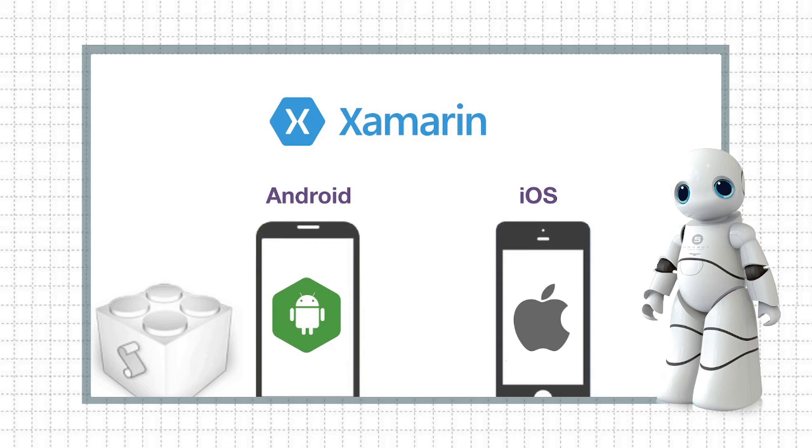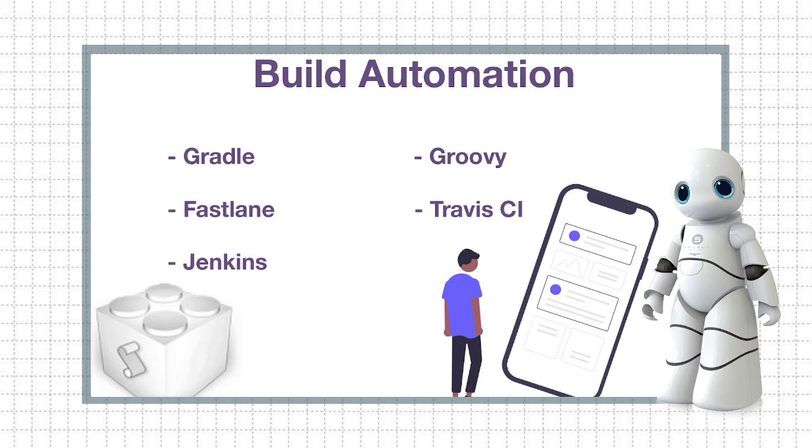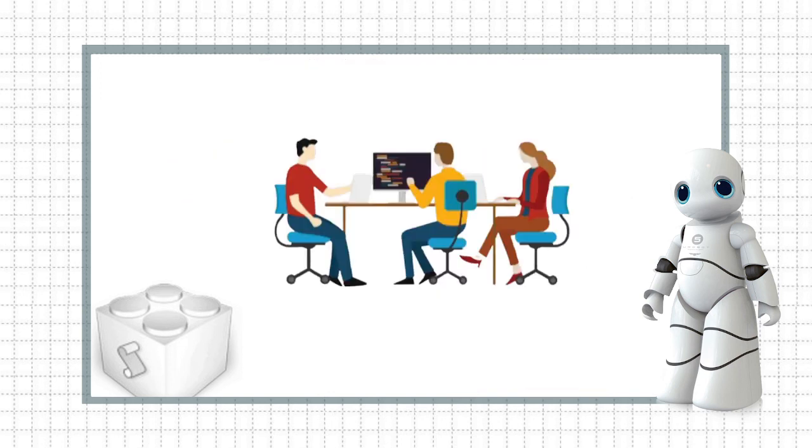Xamarin makes it possible to develop native applications for multiple platforms at once, so we can share about 90% of the code across platforms. A build automation process involves scripting and automating the retrieval of software code from the repository, compiling it into a binary artifact, executing automated functional tests, and publishing it to a shared and central repository. Establishing a consistent and repeatable process with build automation uses tools such as Gradle, Groovy, Fastlane, Travis CI, CircleCI, and Jenkins.